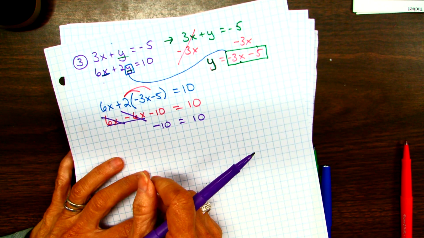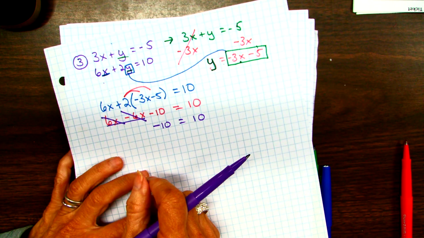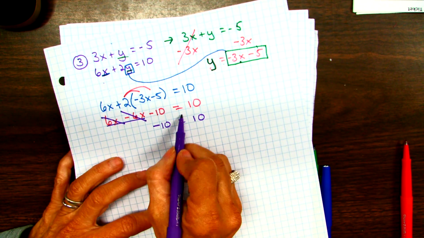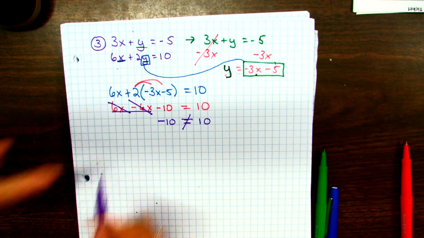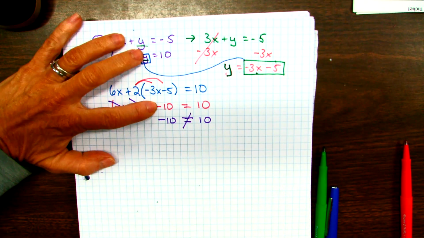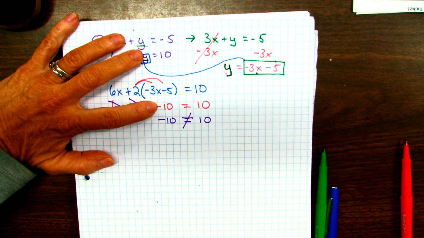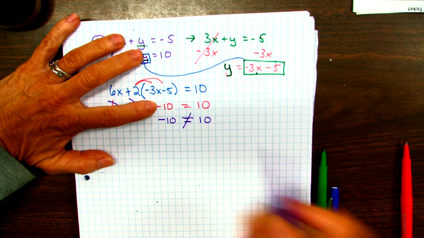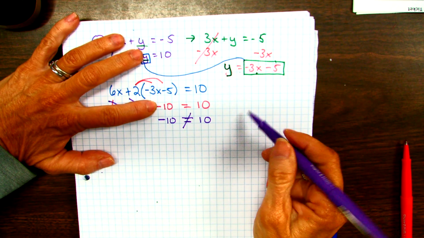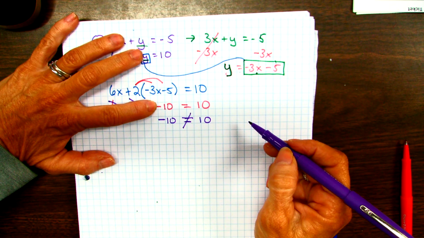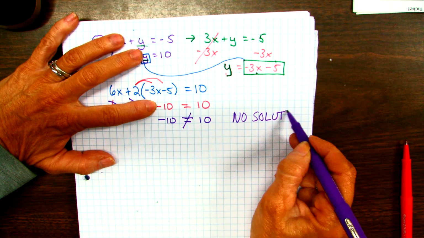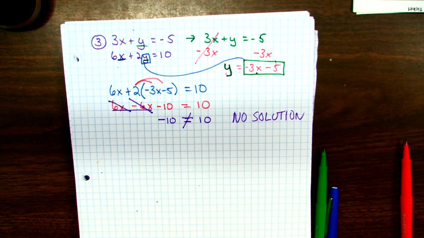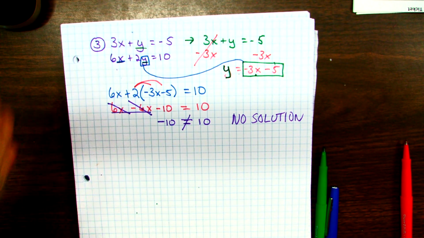If I have $10 in my account and you have negative $10 in your account, do we have the same amount of money? No. These do not equal each other. So the minute our variables went away, we knew this was one of our special ones, either infinitely many or no solution. Now that we simplified it, what do we think? Infinitely many solutions or no solution? No solution. And you're done. You don't have to keep going. That's what I meant by we like it when our variables cancel because it's a lot less work.